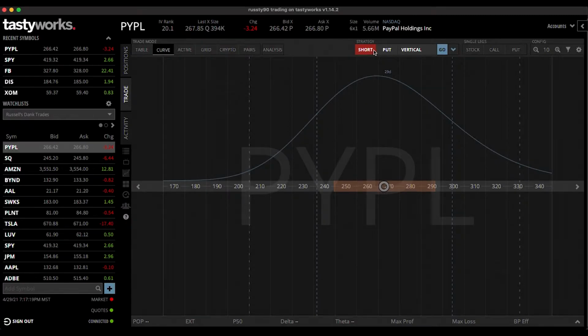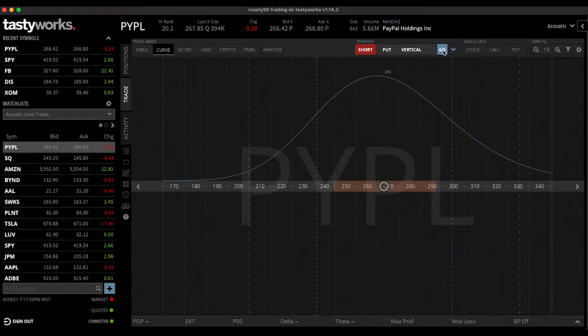When you want to do a put credit spread, you always want to see short, put, vertical, because we're selling premium. If you want to do a call credit spread, change that to call: short, call, vertical. On your phone, it's sell, put, vertical, and then you hit go. For call credit spreads on your phone, instead of short it says sell, call, vertical, and then you click go. Sell and short are the same word.